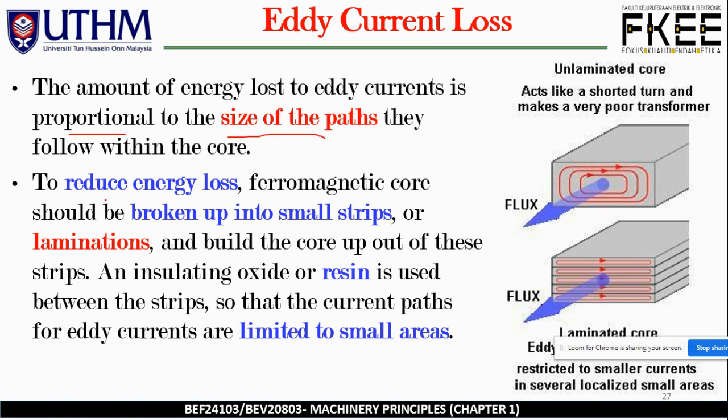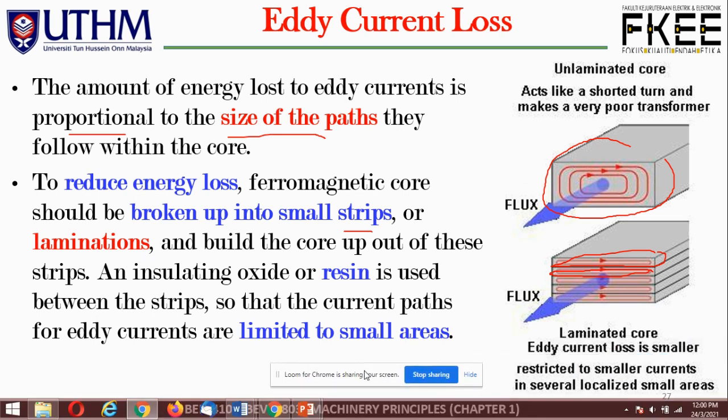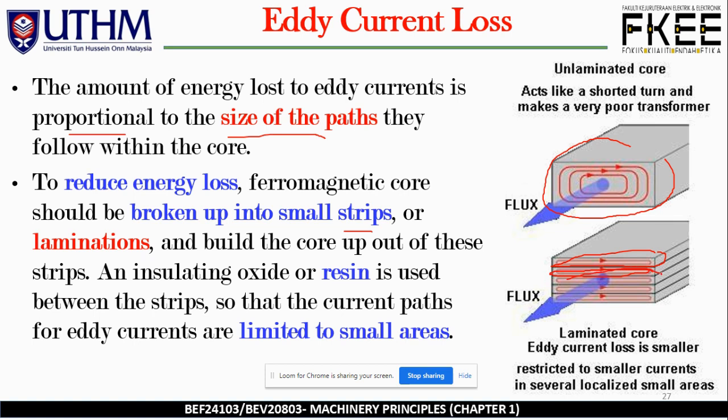To reduce energy loss, the core should be broken up into small strips or laminations, and the core built up out of these strips. Insulating oxide or resin is used between strips so that the current paths, or eddy currents, are limited to small areas. So this is the comparison. We have a solid core over here and we have the laminated magnetic core. We separate the core into small strips, which may overcome the issue of eddy current.